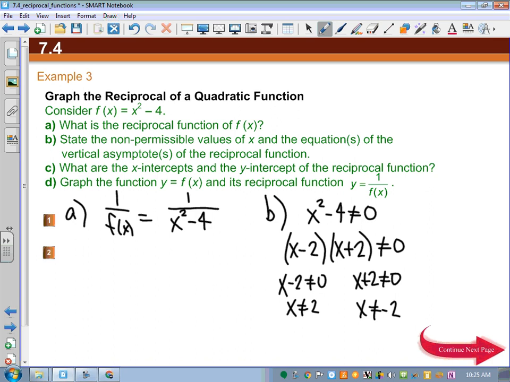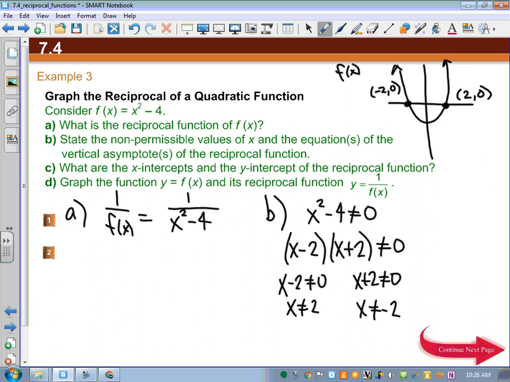Now, I would like to point out really quickly that if I drew f of x, which is x squared minus 4, it looks something like this. This point right here is at 2 comma 0. This point right here is at negative 2 comma 0. So that relationship that we talked about in the previous example still is maintained, that the x-intercepts of f of x become the non-permissible values and therefore the vertical asymptotes of our reciprocal function.